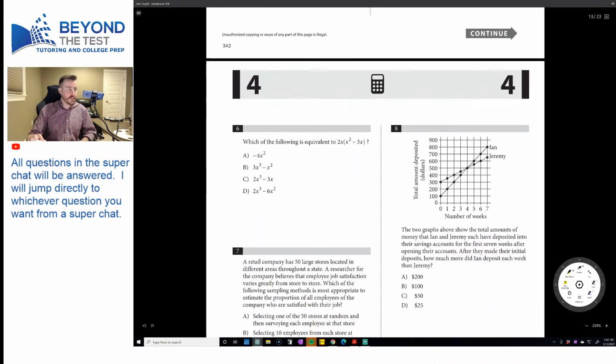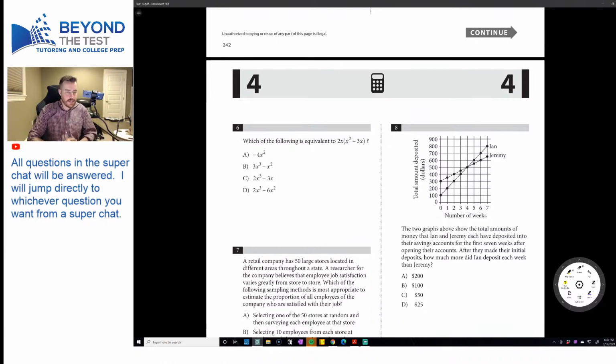Okay, question 6 says, which of the following is equivalent to 2x times x squared minus 3x? Now again, you could go ahead and simplify this, or substitute a number, and you'll get the same answer and match it. That's fine, but it's much easier if you do simplify this first. So let's go ahead and just distribute this through here.